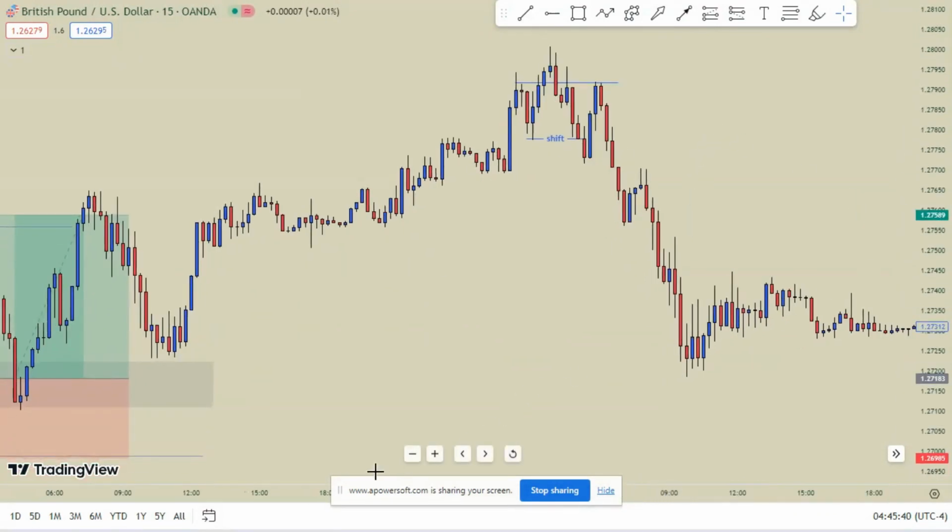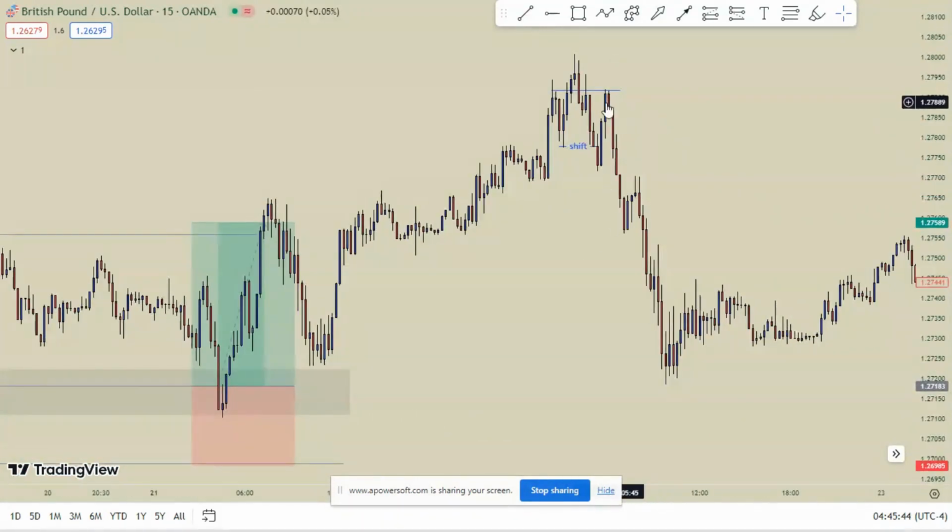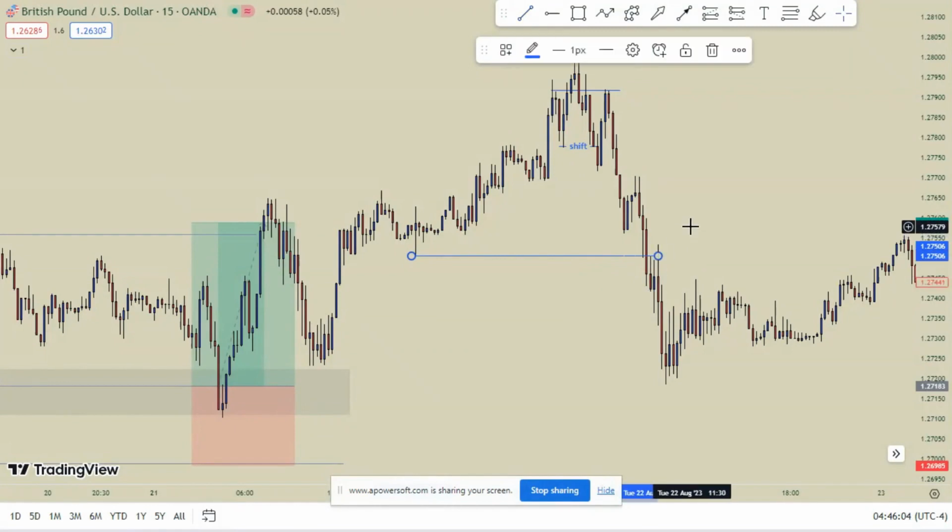Here, that is our entry point. Let me just zoom out a little bit. If that is our entry point, remember we also have to identify our target and assess whether it's worth it. Now, the most realistic target, first of all, would be this opposing liquidity. That could be our target one.